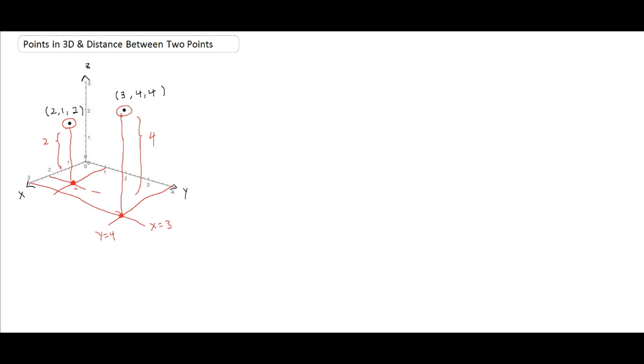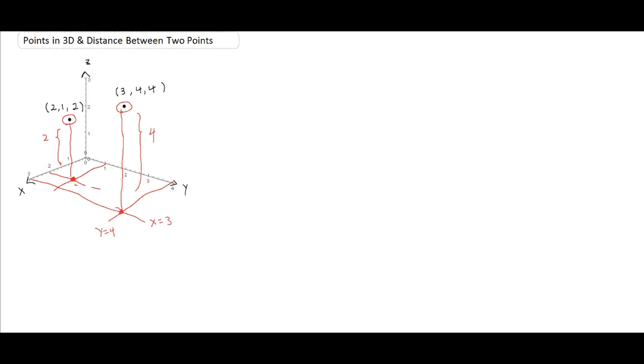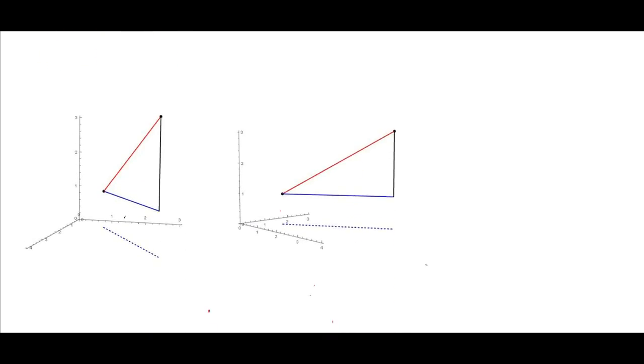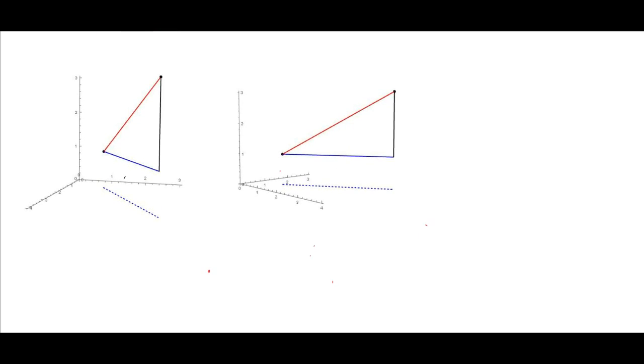So now that we know how to plot points in three-dimensional space, let's talk about how we can find the distance between 2 points in 3D. So in this diagram on the left, here is the point P1, and let's say that this point has the coordinates x1, y1, z1, and this point, let's say this is P2, has the coordinates x2, y2, and z2. So what we are trying to do then is to find the length, let's call it D, of this red segment in this diagram.